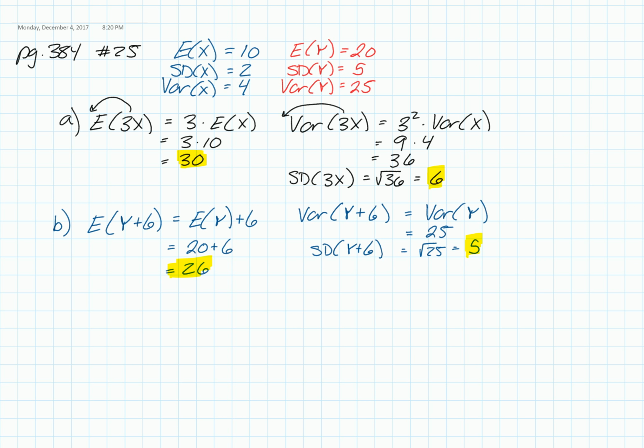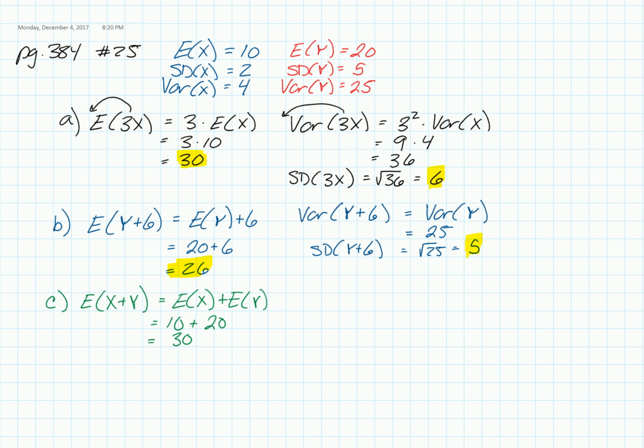Move on to part C. C is the first problem where we are actually combining the two variables. We want to find the expected value of x plus y. The rule here is we simply split up the random variables, the expected value of x plus the expected value of y. Both of these values are given. That's 10 plus 20. So the expected value of x plus y is 30.